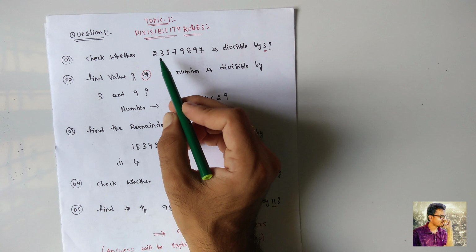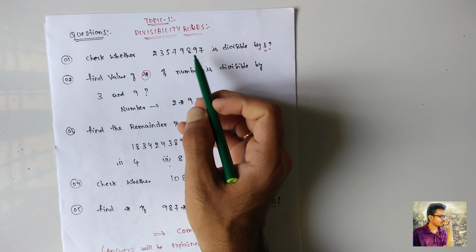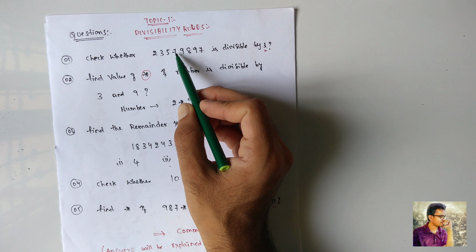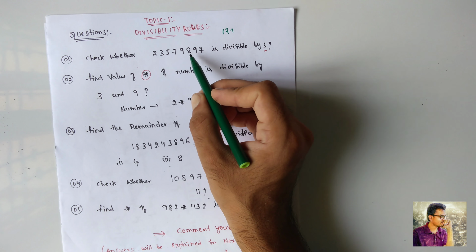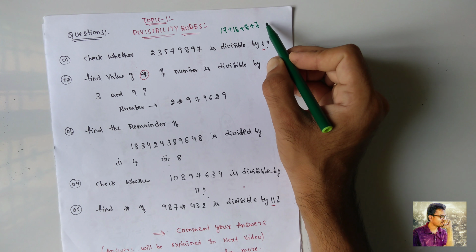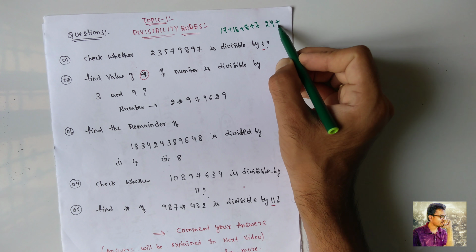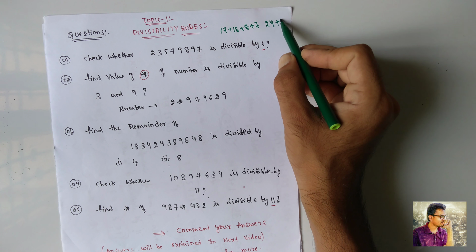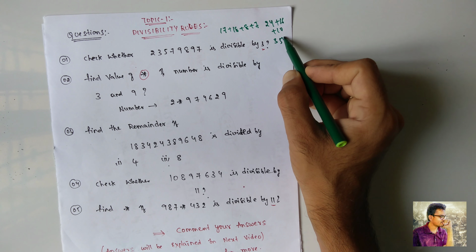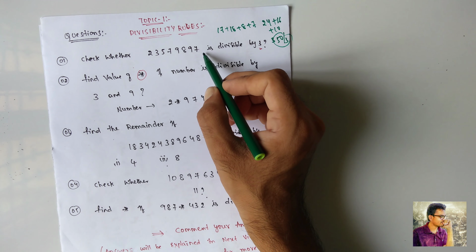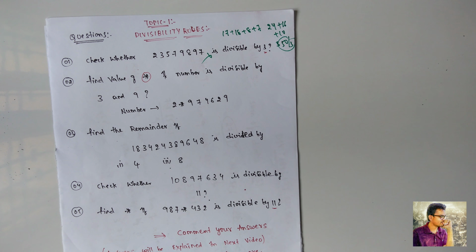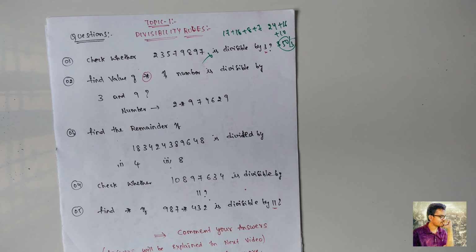The answer is you have to add all the digits of this number, that is 2 plus 3, 5 plus 5, 10 plus 7, 17, 17 plus 9, 2 nines are 18, plus 8 plus 7, 17 plus 7 will give 24, plus 8 is 16, plus 10, that is 34, 40, 50. 50 is not divisible by 3, so this number will not be divisible by 3. The answer for the first question is it is not divisible by 3.